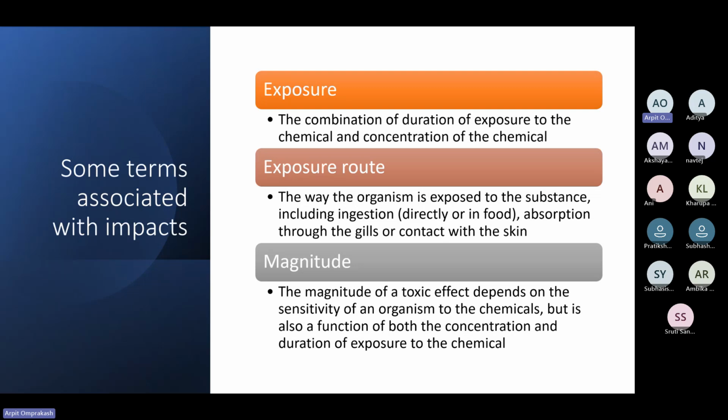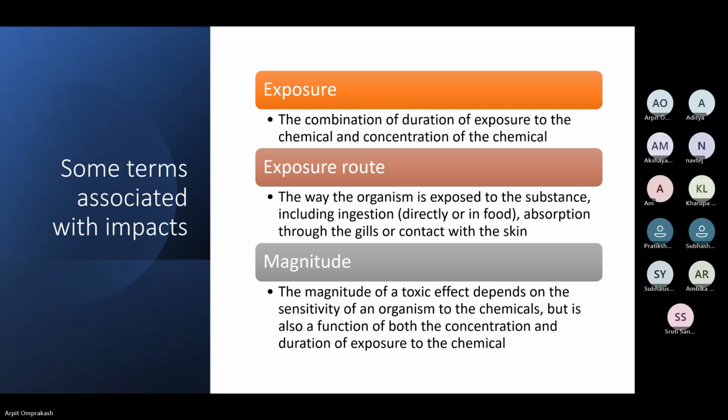What are some other terms? So another term is exposure, which is basically the combination of duration of exposure to the chemical and concentration of the chemical. So basically, it determines how much someone has been exposed to a given chemical or a pollutant. Right. Exposure route is basically the way in which our organism is exposed to the substance. It can be ingestion, absorption through gills, or contact with skin and absorption through skin, and so on.